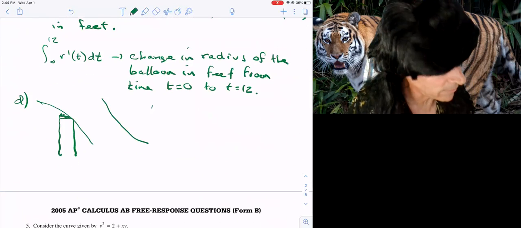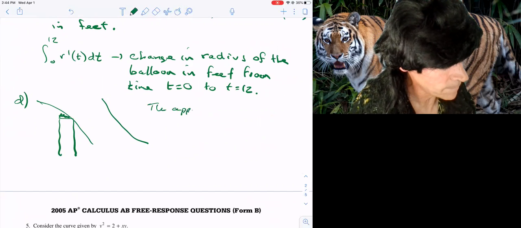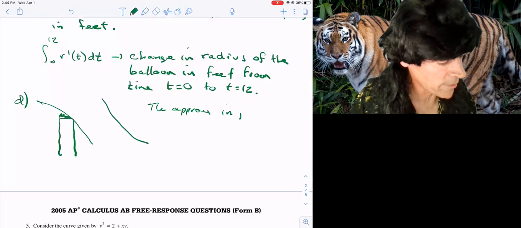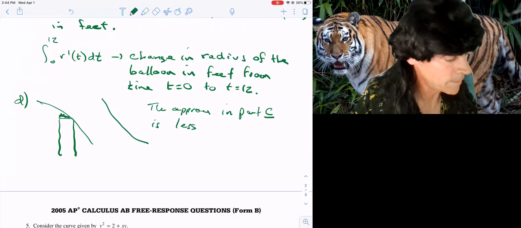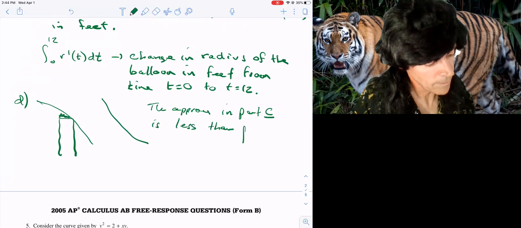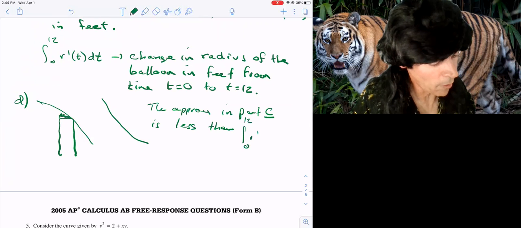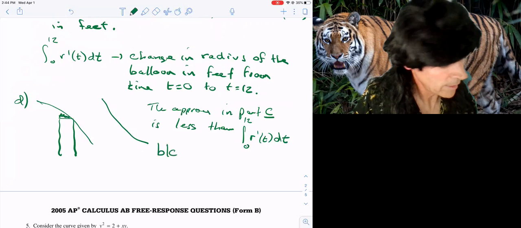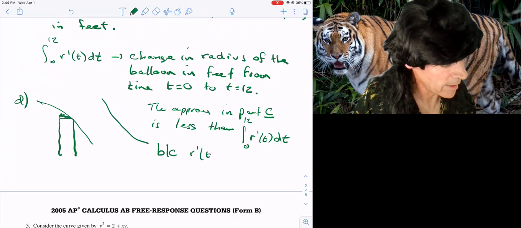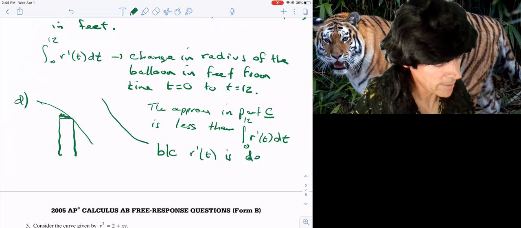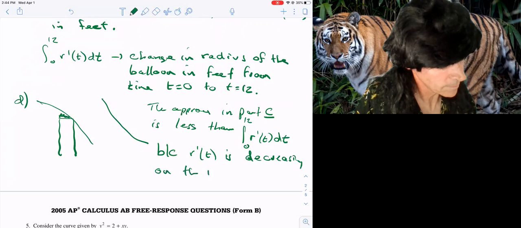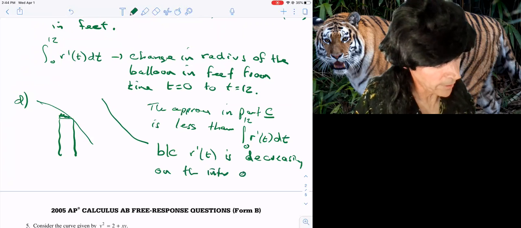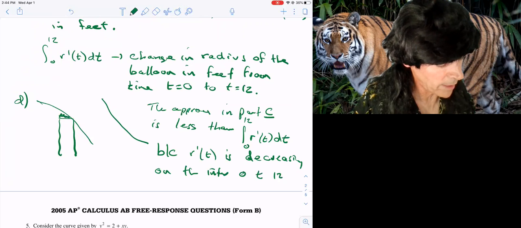So I'm just going to say this. The approximation in part C is less than that definite integral from 0 to 12 of r prime of t dt, because r prime of t is decreasing on the interval from 0 to 12.